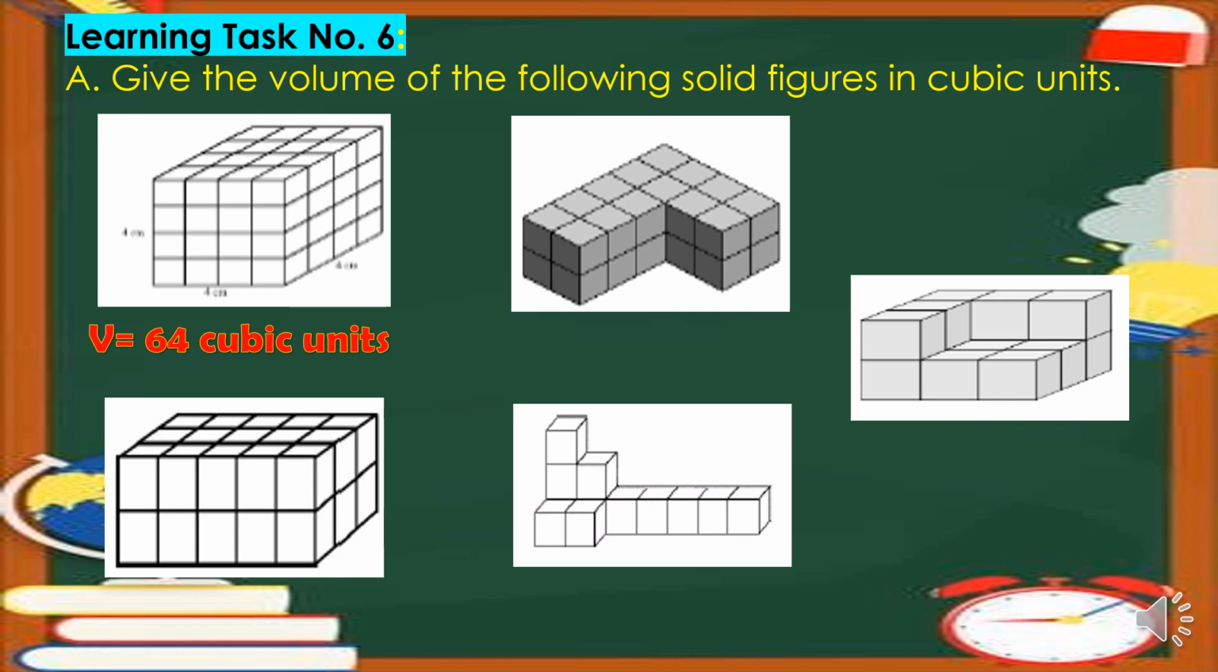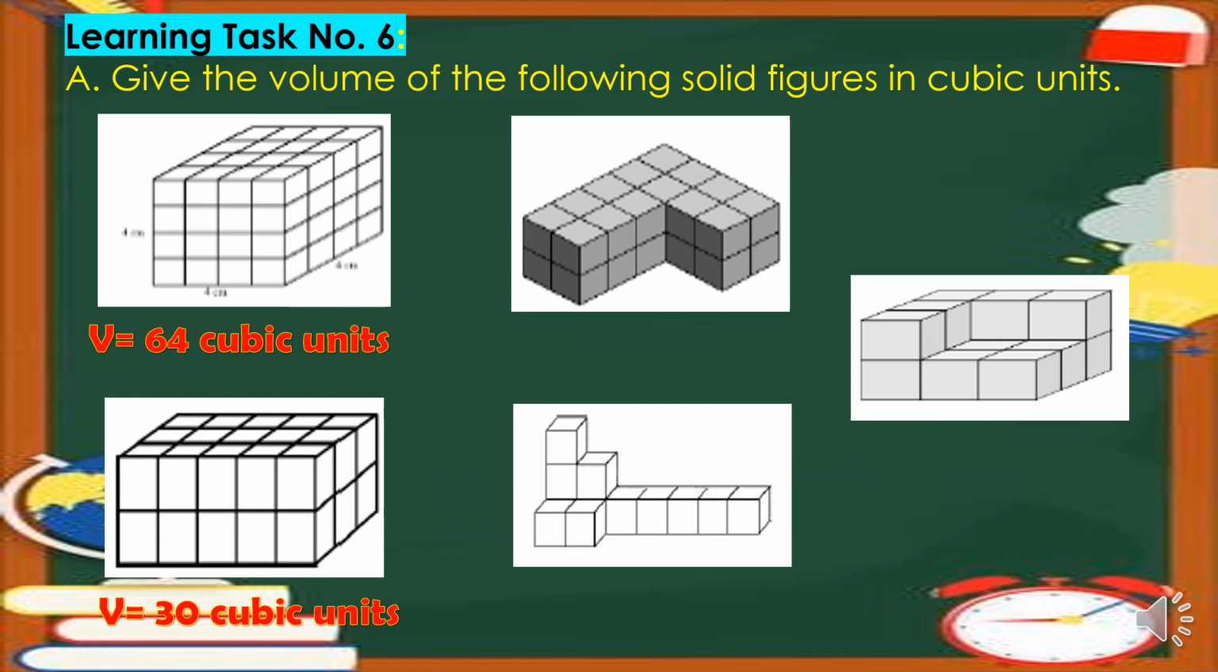And the second figure, ang length niya, this is a rectangular prism. Ang length niya ay 1, 2, 3, 4, and then 5. Ang kanyang width is 1, 2, 3. And then, ang kanyang height is 2. So, that means 5 times 3 times 2. So, you will get 30 cubic units.